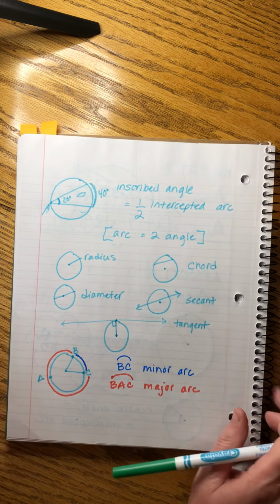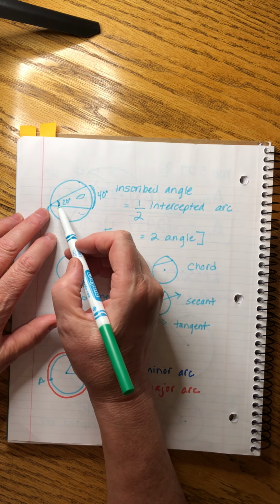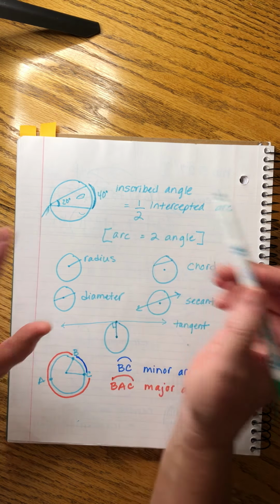Let me flip. We talked about the inscribed angle, right? The measure of the angle is half of the measure of the intercepted arc, or you can think of it the other way. The arc equals 2 of the angles, all right? So this, you'll want to know. This is all good knowledge, but this we're going to use to build some algebra equations. Here's something else you'll want to know to build some cool equations.